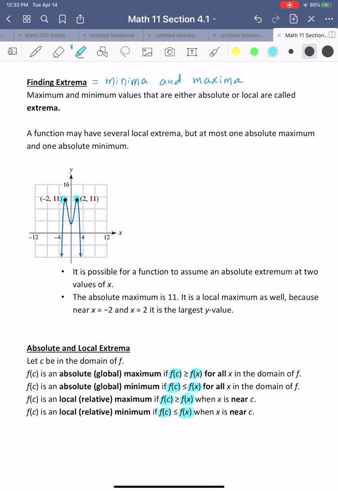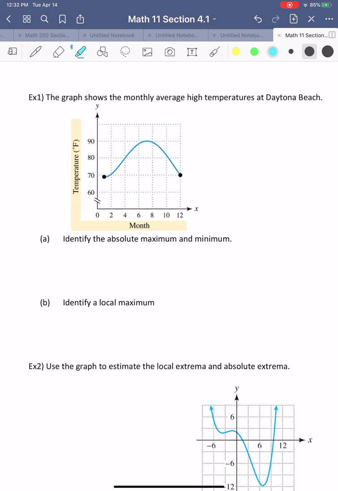All right, okay. Let's look at the other problem. Let's look at the first problem here. The graph shows the monthly average high temperatures in Daytona Beach.